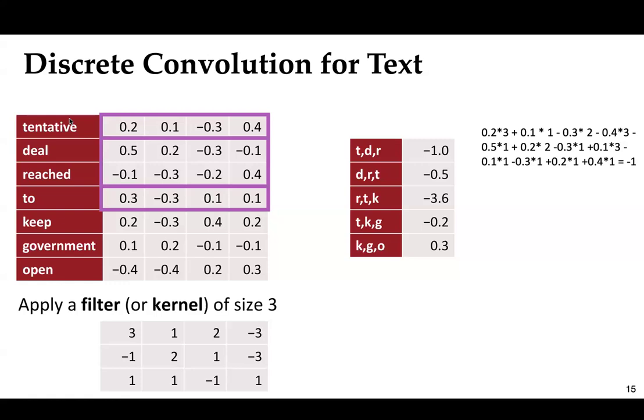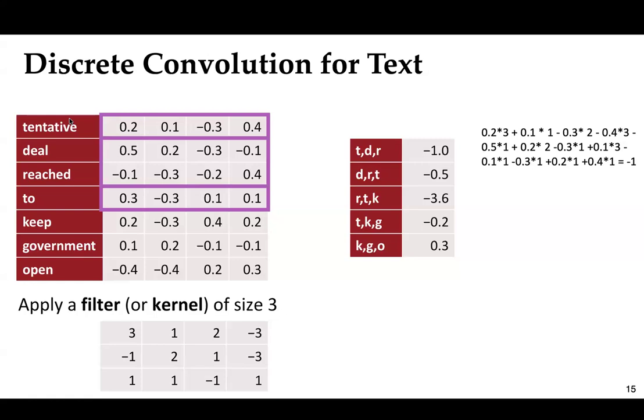Okay? How do we do that? We superimpose this filter on this input. So for TDR, we will have a single value. For tentative deal reached, single value. For deal reached to, single value. For reached to keep, single value. To keep government, single value. And keep government open, single value. And you can go down. You can have 0, 0, 0 under that, so that you can have a feature for open alone.